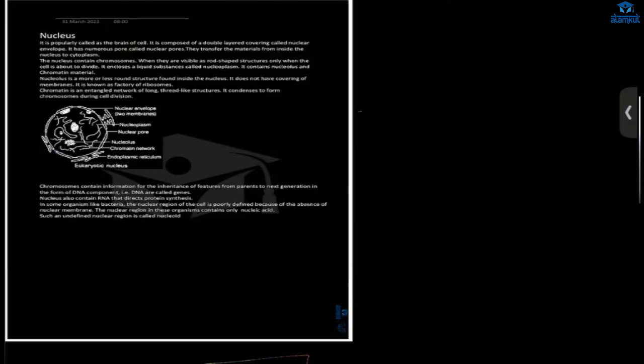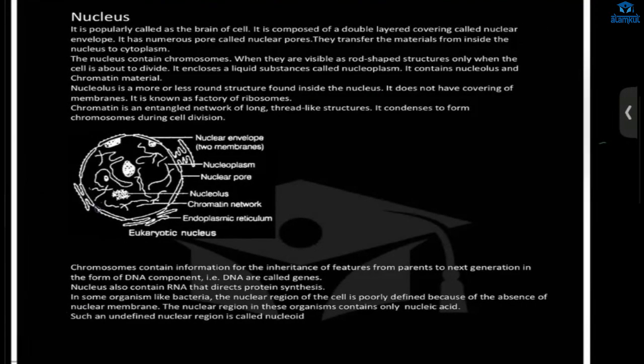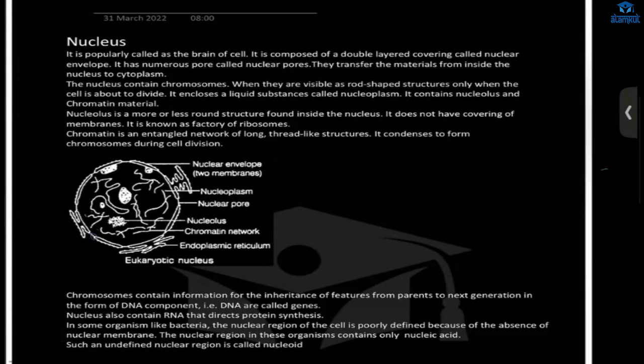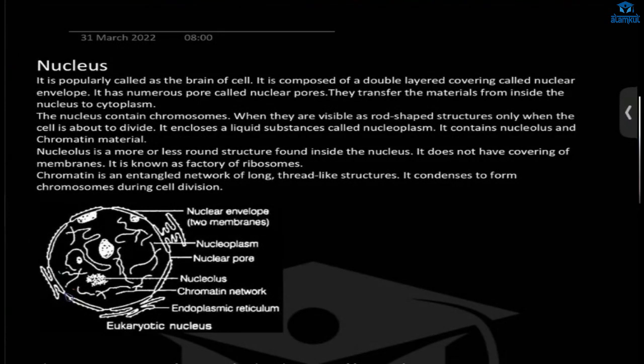Next, we'll go to the nucleus. It is known as the brain of the cell. It is called the brain because it directs all the functions and activities inside the cell. Why does it direct? How? What does it contain? It controls all the things. Why? What does it have that others don't have?